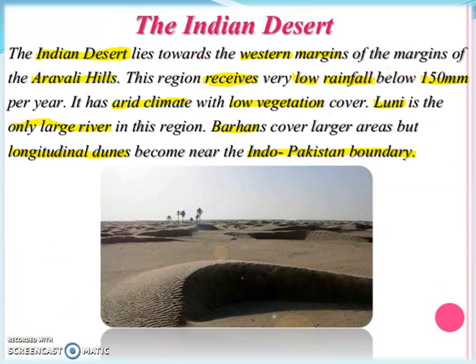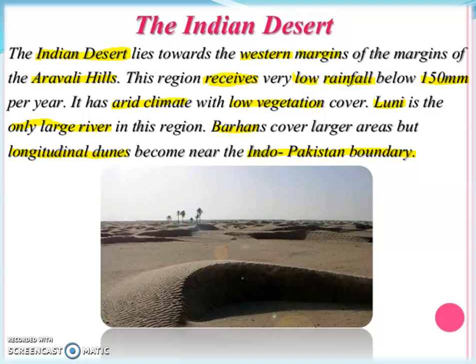Then we have the Indian Thar Desert. The Indian Desert is spread along the western margins of the Aravalli Hills, and it receives some of the lowest rainfall in the world, almost 150 mm. So it receives about 20 to 50 centimeters annually. It is mostly arid, with low vegetation, and only the Luni river flows through it.